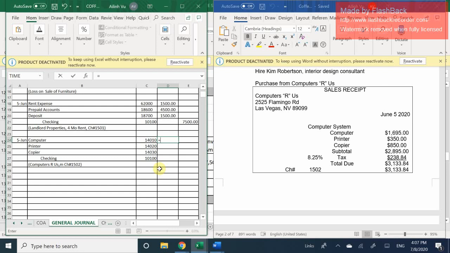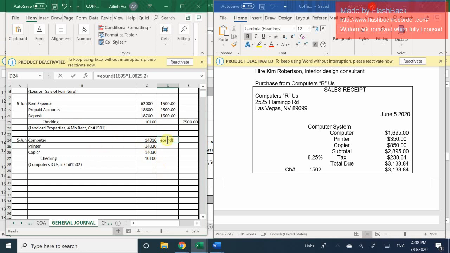So I go equal round, and what was it, 1695? Another shortcut you can do is times 1.0825. So that's 1 plus the actual sales tax rate. Comma, 2, because we want 2 decimal places. And once you've done that, boom. Oh, I have the wrong account. Okay, so let's do it again.